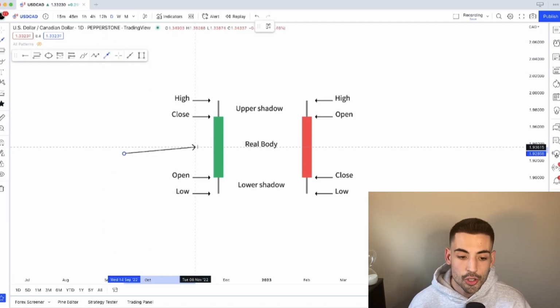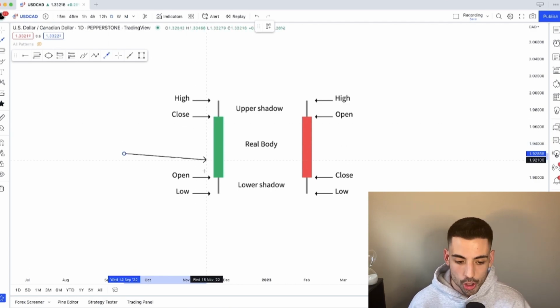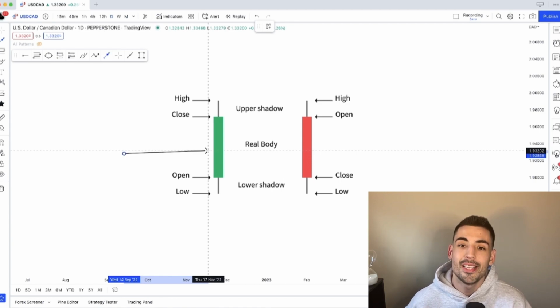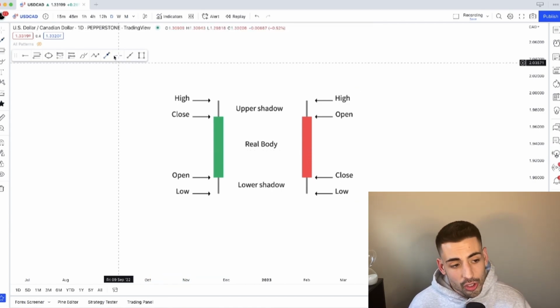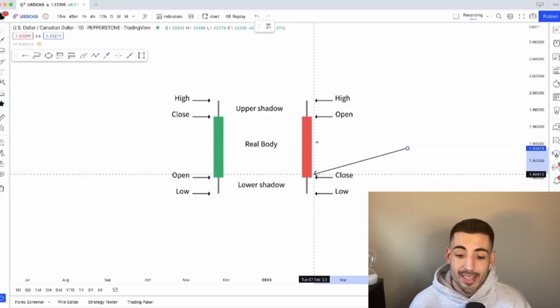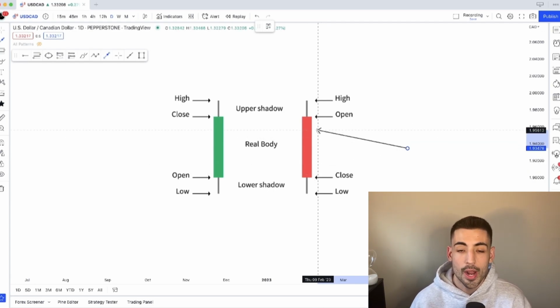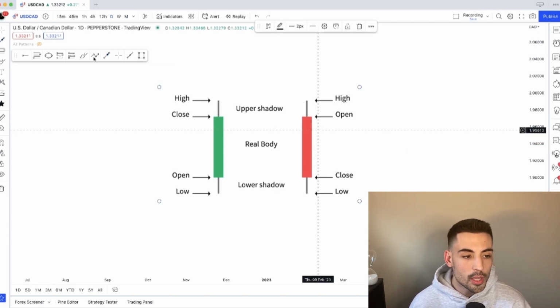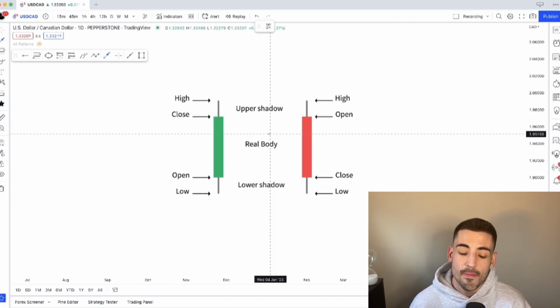So we could see this first candle is known as a bullish candle, and it's usually outlined as a green candle. And this is just saying that price is rising on the chart. Inversely, we have a bearish candle, and it's typically shown as a red candle. And this is saying that we're falling on the chart, right? Prices are falling.